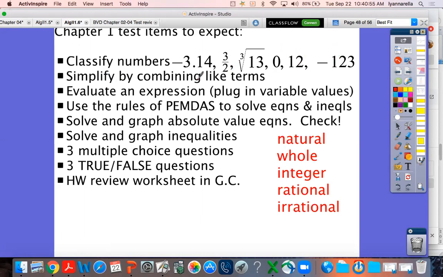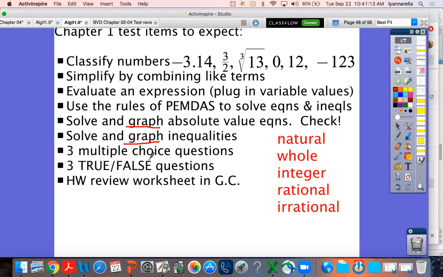You know how to simplify by combining like terms. You know how to evaluate by plugging in. I've told you the rules of PEMDAS, and I'm going to show you one more example on PEMDAS. You know how to solve and graph, and if it says graph and you don't graph, you're not doing your work. So don't forget to solve and graph equations and inequalities.